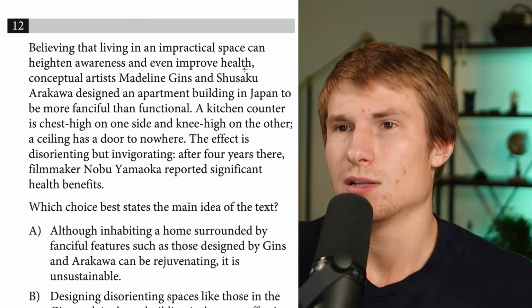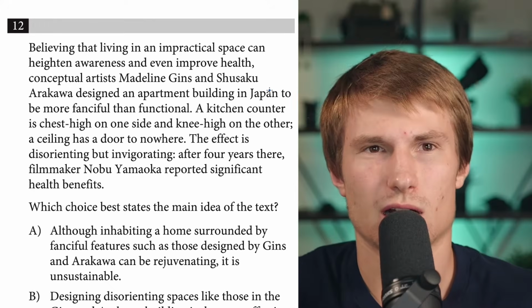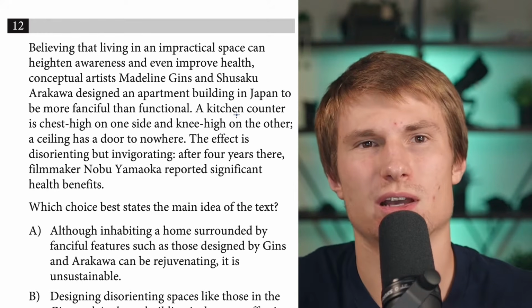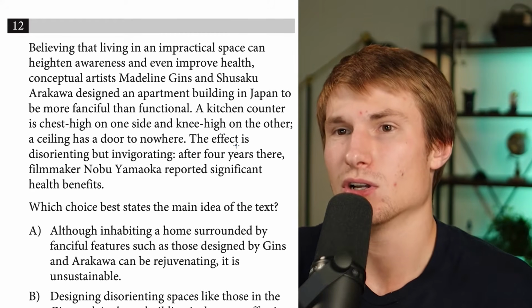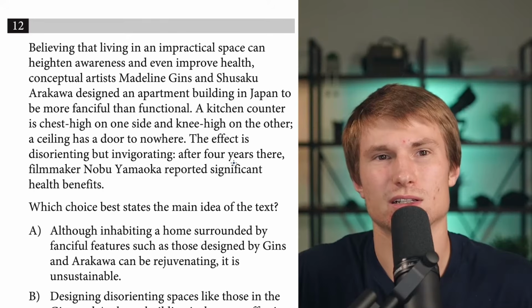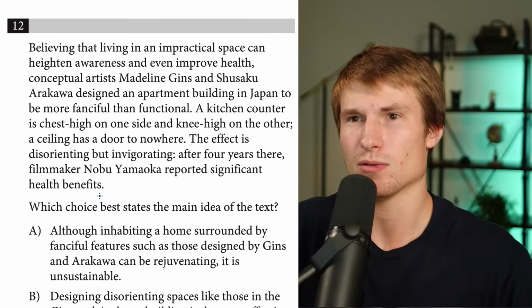Believing that living in an impractical space can heighten awareness and even improve health, conceptual artists Madeline Gins and Shusaku Arakawa designed an apartment building in Japan to be more fanciful than functional. A kitchen counter is chest high on one side and knee high on the other. A ceiling has a door to nowhere. The effect is disorienting but invigorating. After 4 years there, filmmaker Nobu Yamawaka reported significant health benefits.